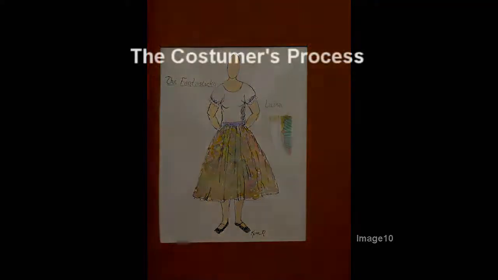Once the costume designer has gotten approval from the director to proceed with the costumes as designed in the color renderings, the costumer then undertakes the process of costume construction. During this phase, the designer works closely with the actors to make certain that the costumes have the desired effect when worn by the actor.